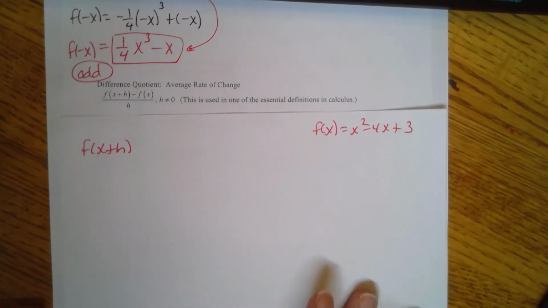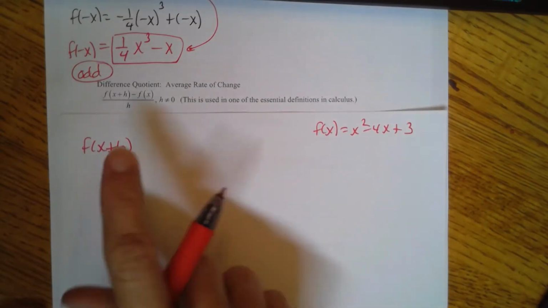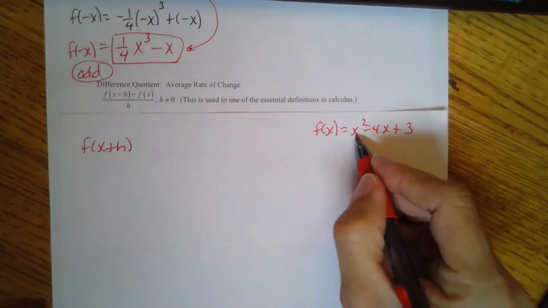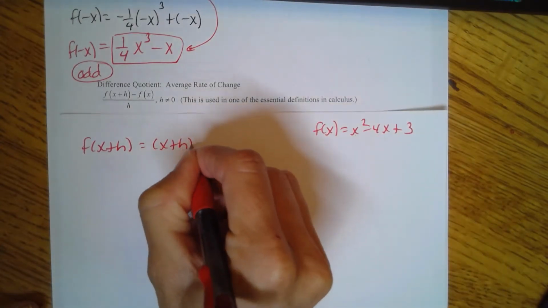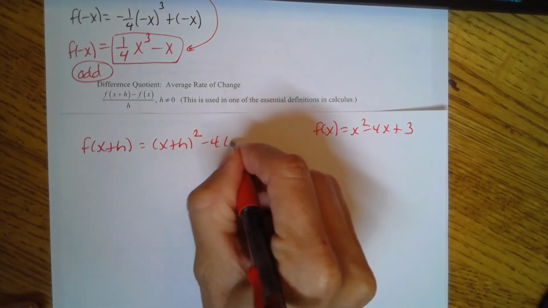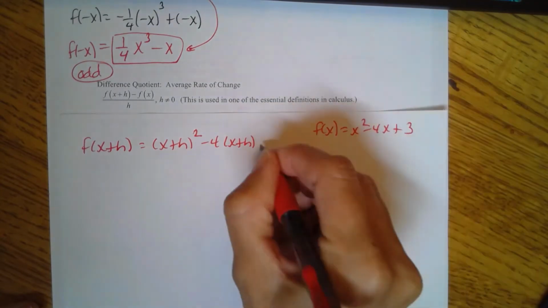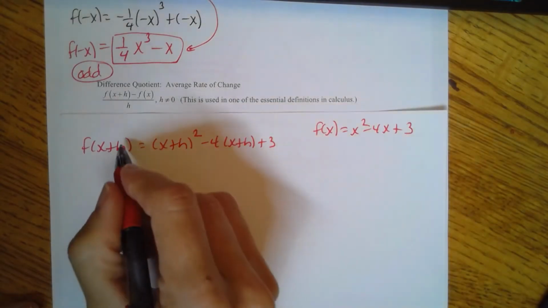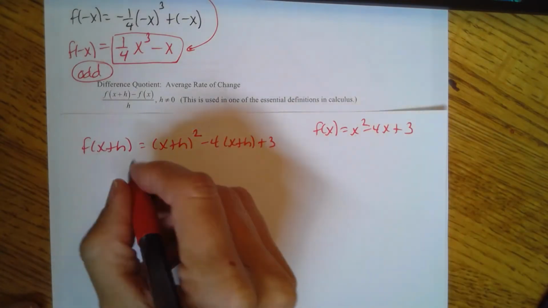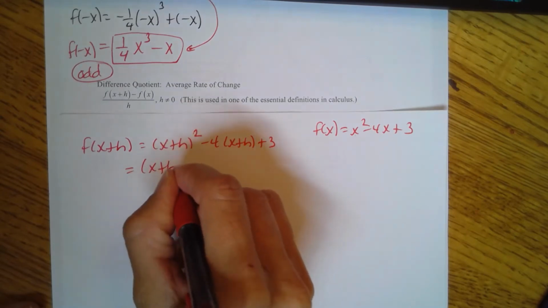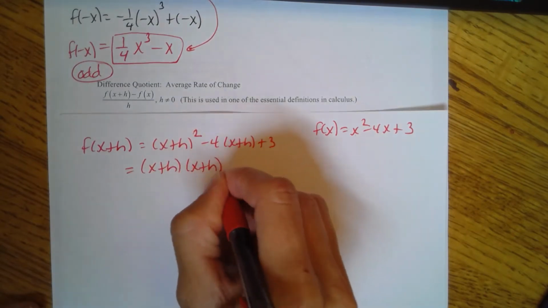So let's go ahead and do the scratch paper. If I want to find f of x plus h, I put an x plus h here and an x plus h there. So we're going to have (x plus h) quantity squared, minus 4 times (x plus h), plus 3. So all we're doing is taking what's inside the parentheses and plugging it in for x. Now how do we do (x plus h) quantity squared? Well, we have to do x plus h times x plus h.